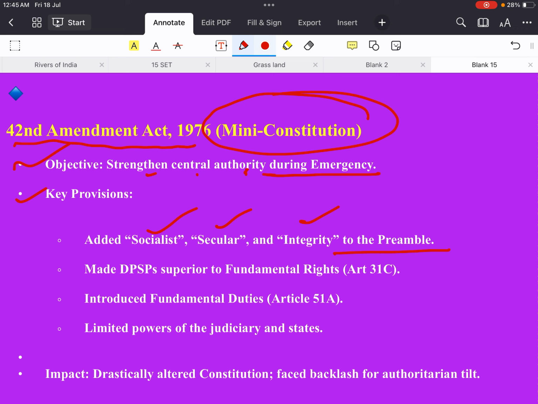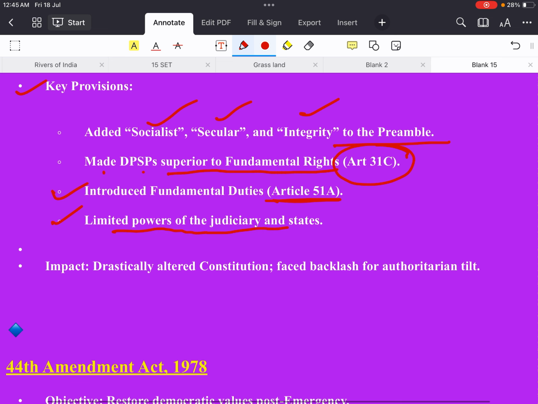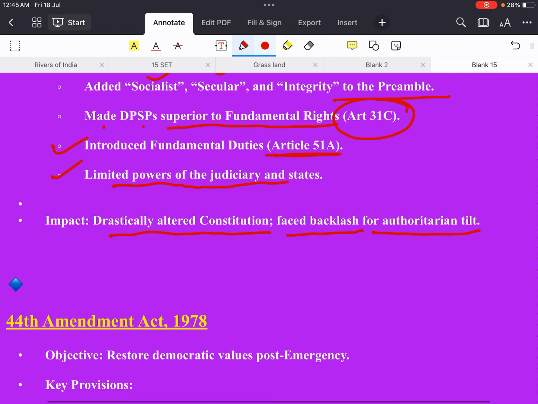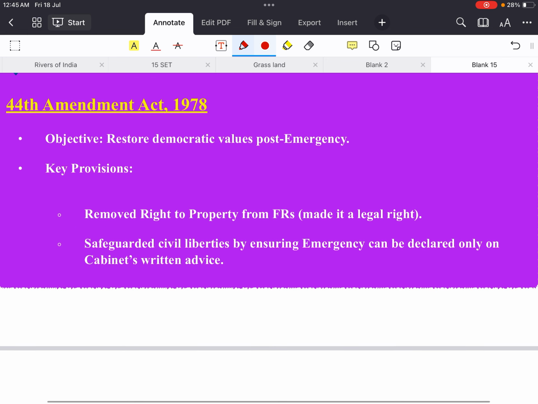Second provision, made DPSP superior to the fundamental rights, that is, added Article 31C. Introduced fundamental duties under Article 51A. The next, limited the power of the judiciary and states. What was the impact? Drastically altered the Constitution, faced backlash for its authoritarian tilt.